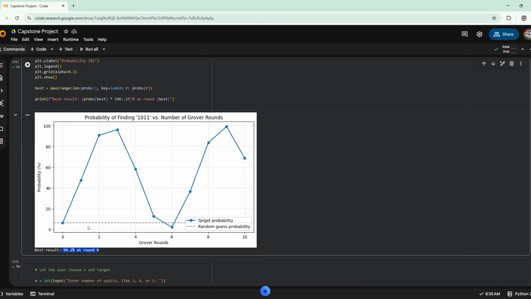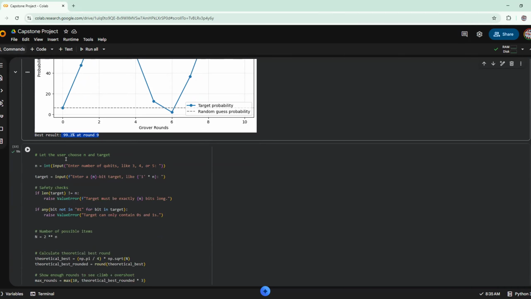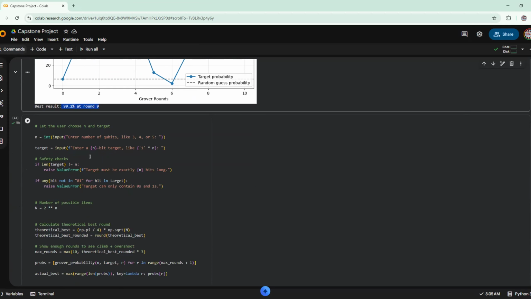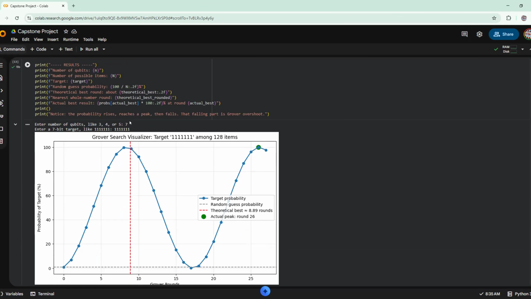Which is over here. And then, to personalize it, I added 2 features: one lets the user choose the number of qubits and what the target number should be. So, for example, I ran it before presenting, so I chose 7 qubits, and I chose the target number to be 111111. And the cool thing I found out is that when you increase the number of qubits, the curve actually becomes much smoother.